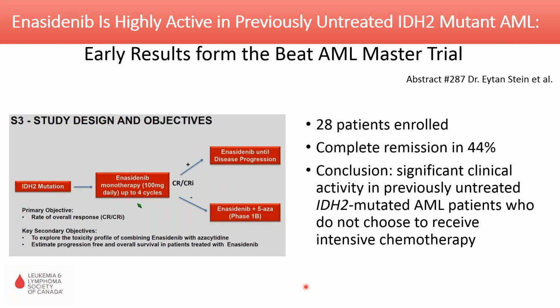So they got 4 cycles of treatment, and then they were assessed to see if they were in remission. If they were in remission, they continued on the drug by itself. If they were not yet in remission, then azacitidine, which is another drug that we use to treat leukemia, was added to see if that would help those patients. When we look at what happened, 44% of them actually achieved a complete remission after 4 cycles of therapy, which is pretty amazing for this drug as a single agent.